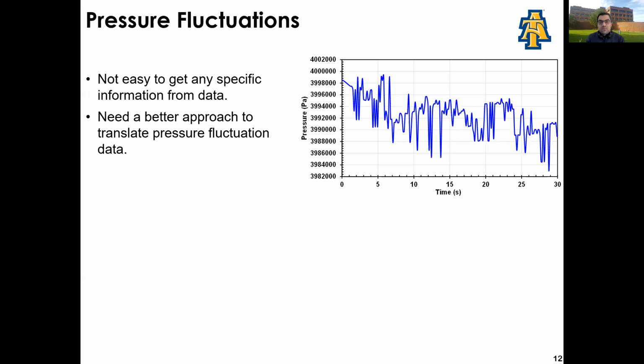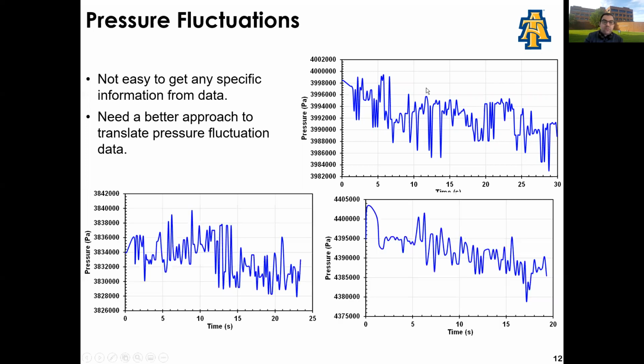Okay, so this is the experimental procedure, and from these experiments I have the pressure fluctuation data. This pressure fluctuation data is not directly used, but it's measured with every experimental run. If we have a look at the different pressure fluctuation plots, maybe we can visually try to get some trends. However, it's not easy at all to get any specific information. We really need a better approach to translate this pressure fluctuation data, and this is where the power spectrum density function analysis comes into the game.